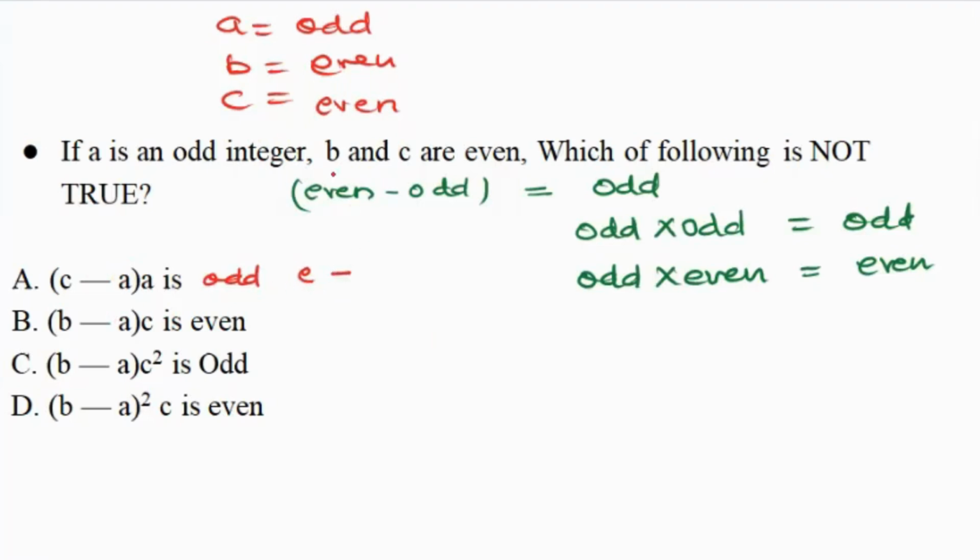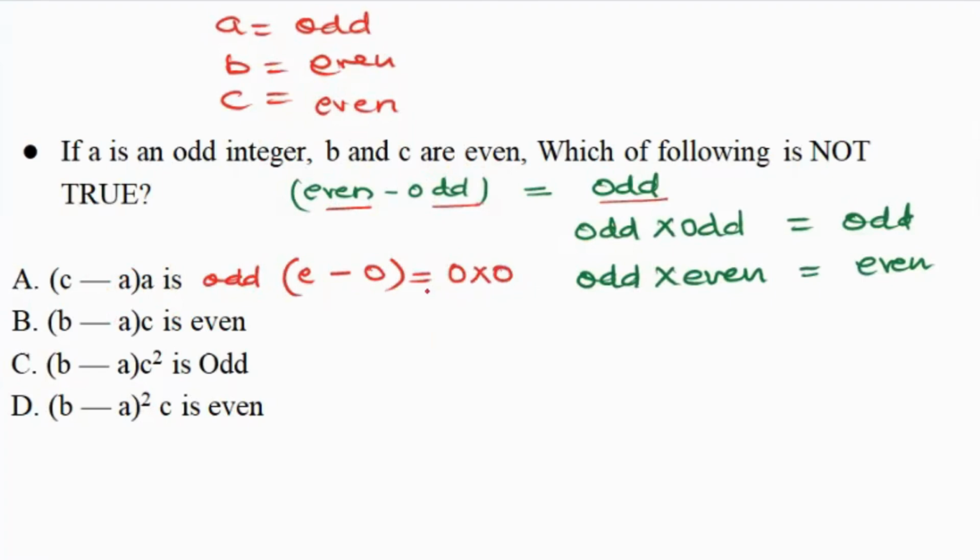Then I need to subtract a from that. What is a? a is an odd number. When I subtract an odd number from an even number, in the result I get an odd number. Understood? Now, according to the first option, I need to multiply it with a, and a is again an odd number.